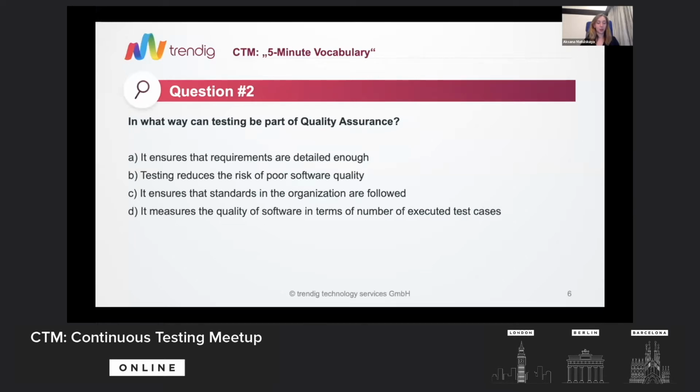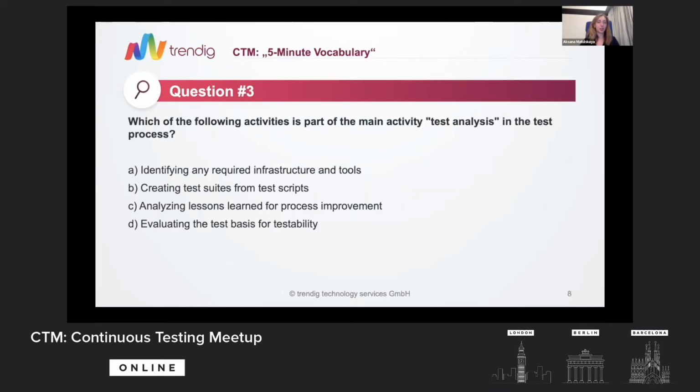5, 4, 3, 2, and the answer is B. Testing reduces the risk of poor software quality. So let's move to the next question. Which of the following activities is part of the main activity test analysis in the test process?